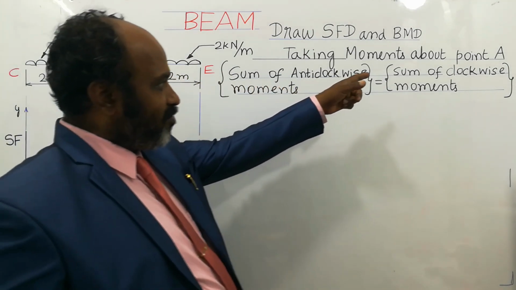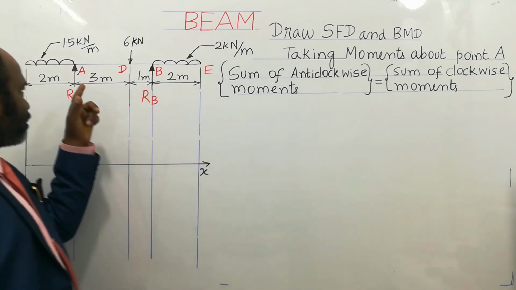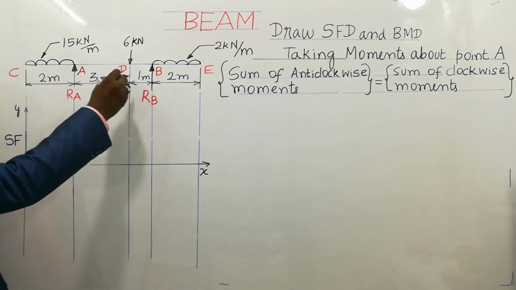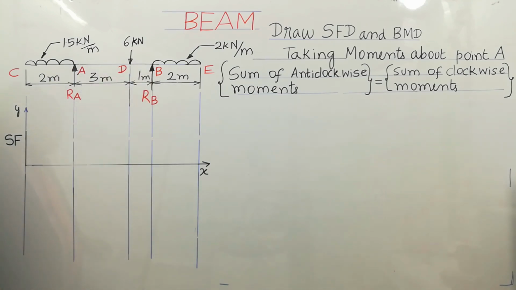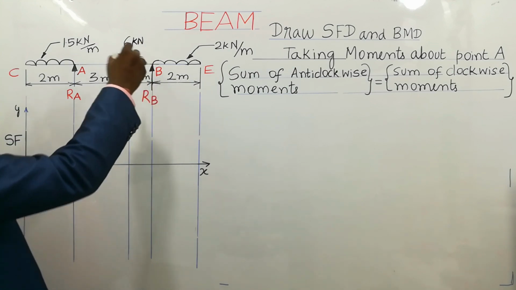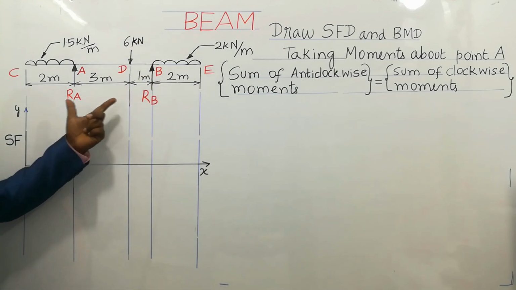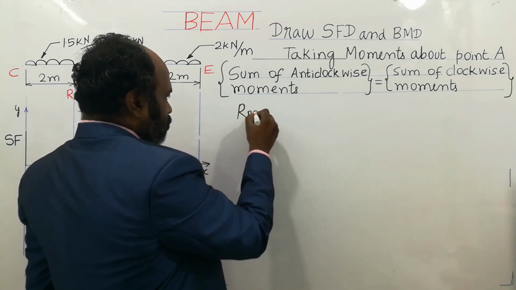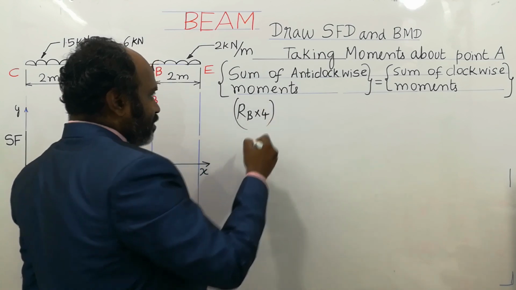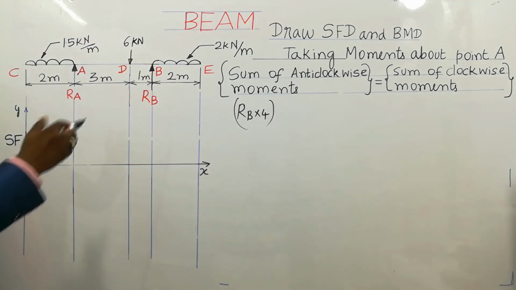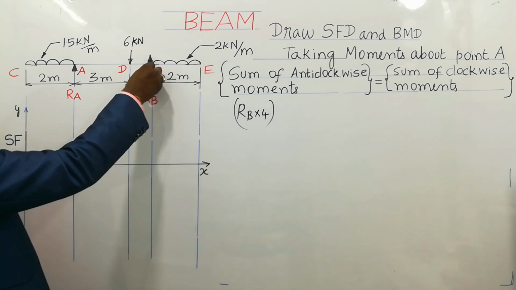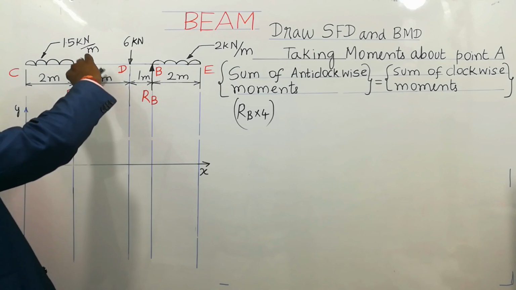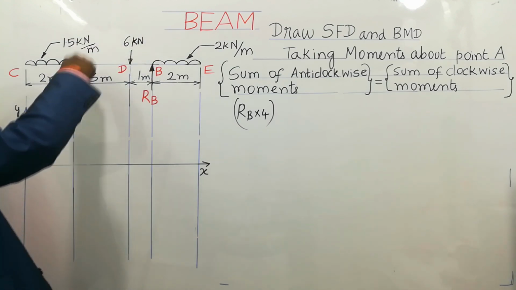So taking moments about point A. A is the first support, and the opposite support is at point B. Therefore RB into the length up to A, which is 3 plus 1, 4 meter. So RB into 4. This is an anti-clockwise moment. RB is the upward support force; about A it forms a left turn, an anti-clockwise moment.